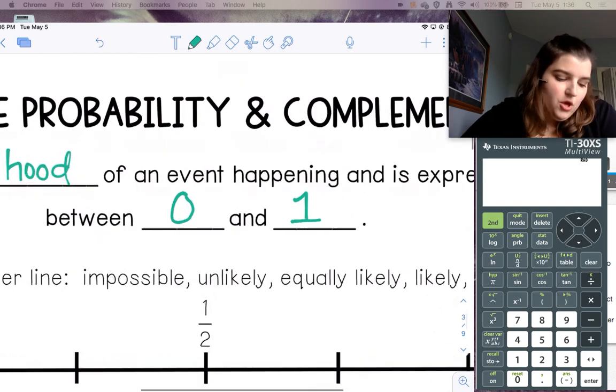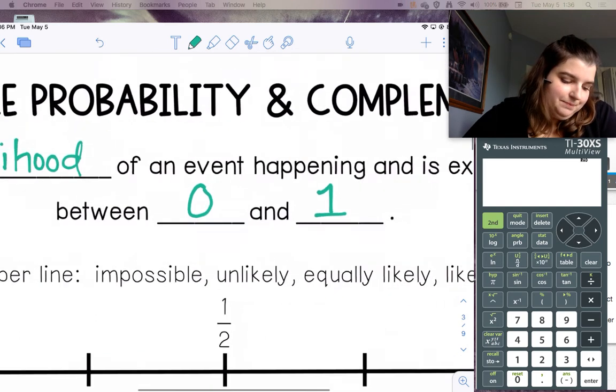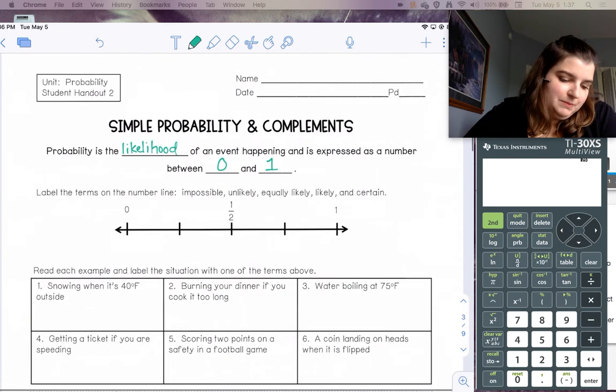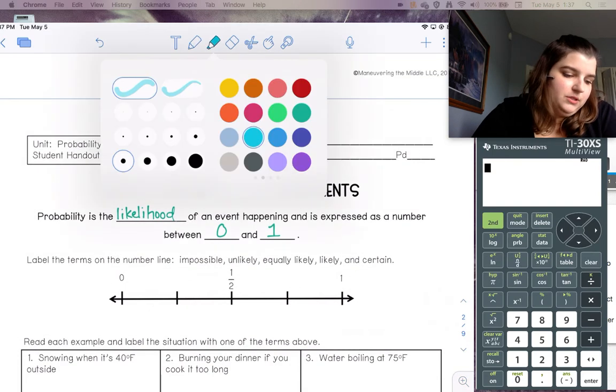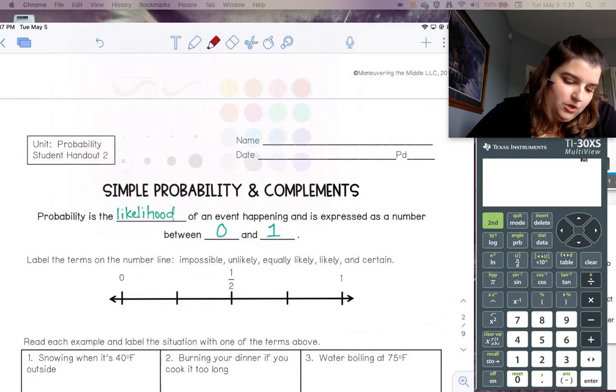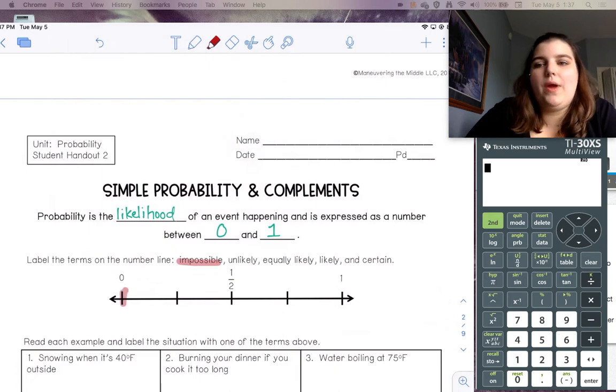Label the terms on the number line: impossible, unlikely, equally likely, and certain. So I'm just going to color code these to make things go faster. So impossible, red. It's not going to happen. No way. 0% chance of that happening.